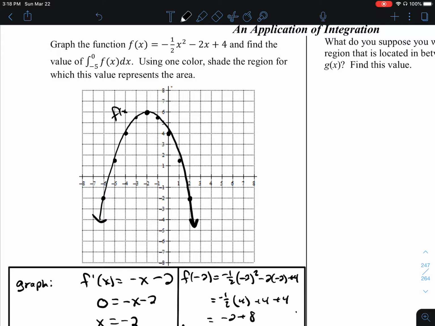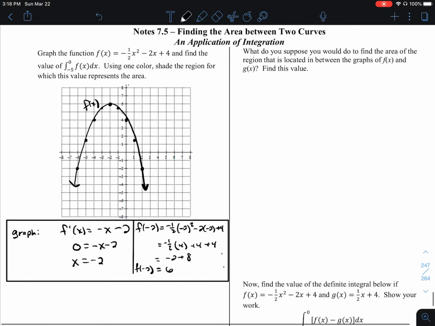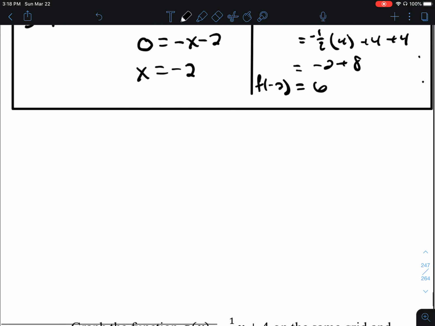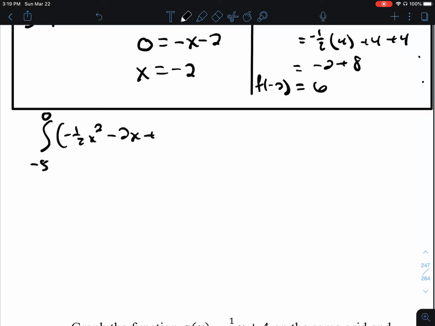This is f of x. And graph the function, did it. Find the value of the integral, haven't done it. So we're going to integrate from -5 to 0 of -1/2 x squared minus 2x plus 4 with respect to x.